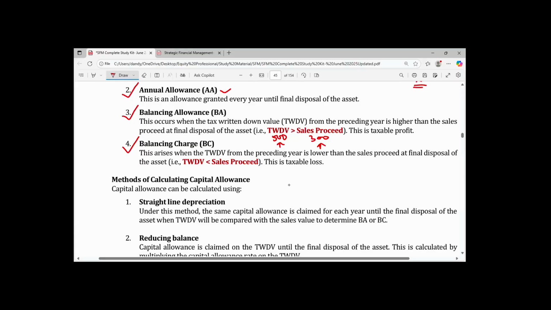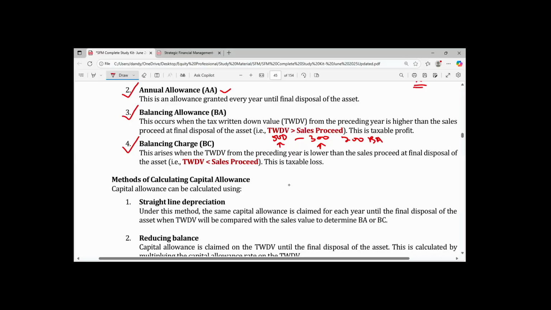So once your tax written down value is higher than the sales proceed, it is called balancing allowance. So you now look for the difference. Like in this case, the difference of 200 is what is called balancing allowance. Okay, so that is that. Then the next one, the last one, is balancing charge. Balancing charge is just the opposite of balancing allowance.